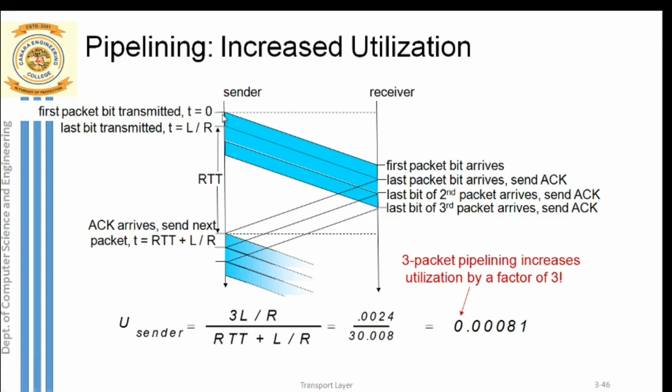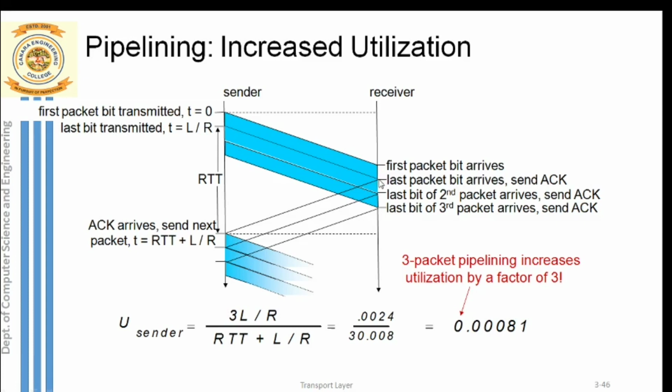At time t equal to 0, the first bit of the first packet is transmitted. After this first bit is transmitted, at the next instant of time, the next bit is transmitted. But remember, all these bits belong to the first packet. Here you can see a black line which indicates the end of the first packet. So the first bit of the first packet is arriving at the receiver, and here the last bit of the first packet is arriving at the receiver.